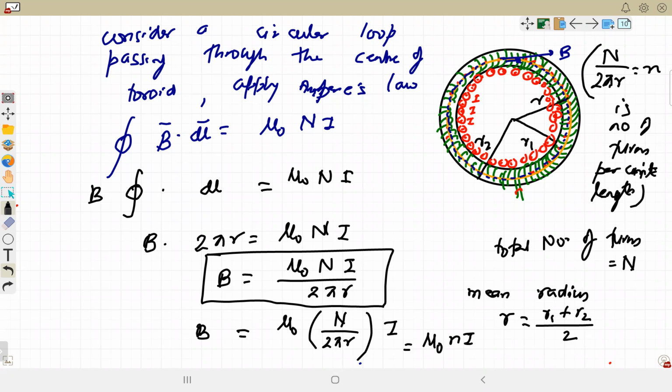Understood this? इसमें just inside and outside. On the inside of toroid it is 0. On the outside of toroid it will be 0. The magnetic field will be existing only inside. Constant magnitude, but we cannot call it uniform because it's changing in direction.